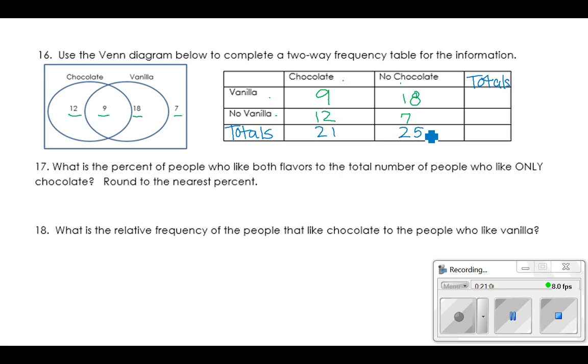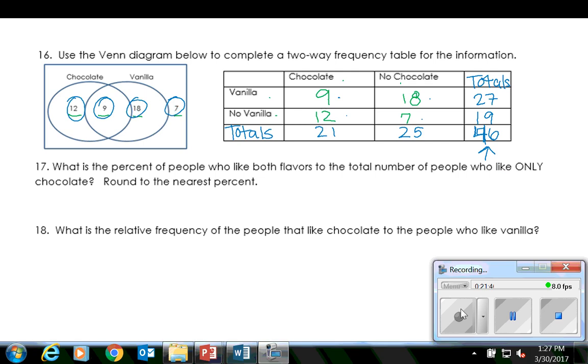And then I'm going to add up going horizontally. 9 plus 18 is 27. 12 plus 7 is 19. And then I can add either vertically or horizontally to get the final total. And I know that 46 is that answer. If I were to add 12 plus 9 plus 18 plus 7, I would get 46. And that's one way to check to see that my table is correct.